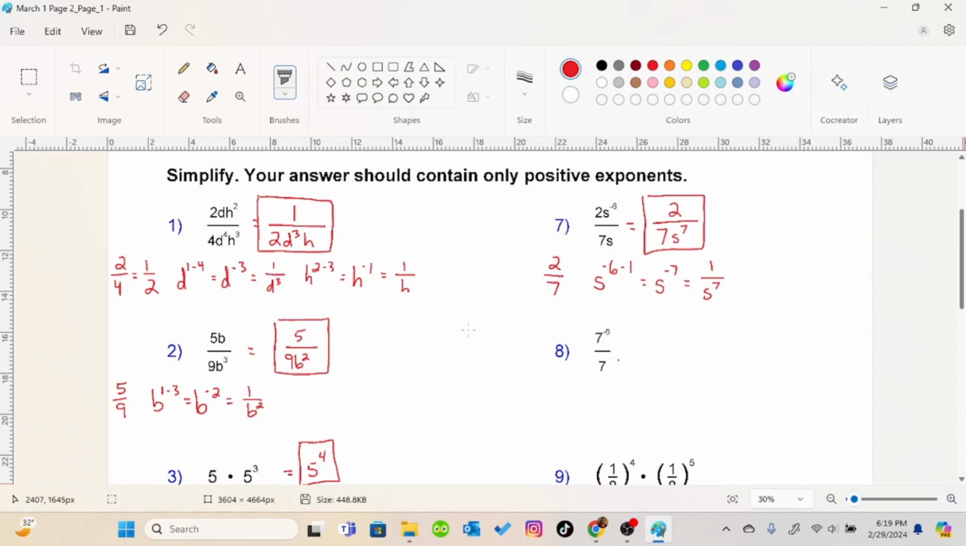Number 8. We have 7 minus 6 on top minus 1 on the bottom. So that becomes 7, negative 6 minus 1 is negative 7, which becomes 1 over 7 to the power of 7. And that would be the final answer.